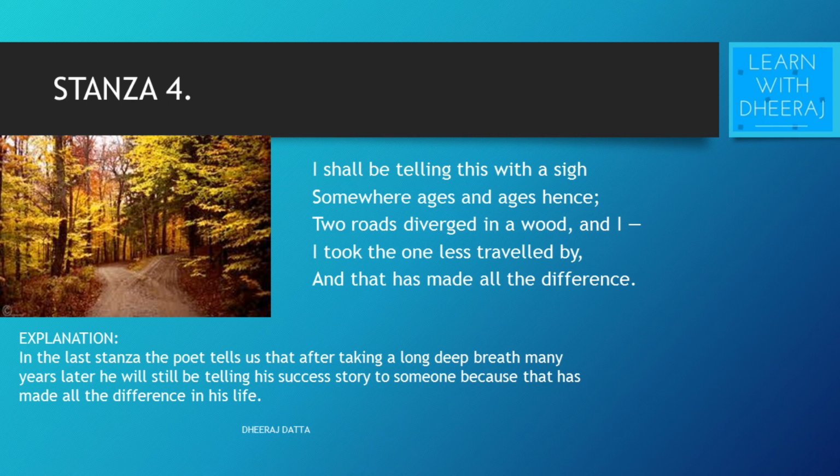Now in the end of this poem, in stanza 4, the poet says that he shall be telling this with a sigh, somewhere ages and ages hence. That means the poet will be telling his life story or success story while taking a long deep breath, because it's a very long story: that two roads diverged in a wood, and he had taken the one which was less traveled by, and that has made all the difference in his life. That means the option taken by him, which was very different from the regular people, has made him successful in his life.